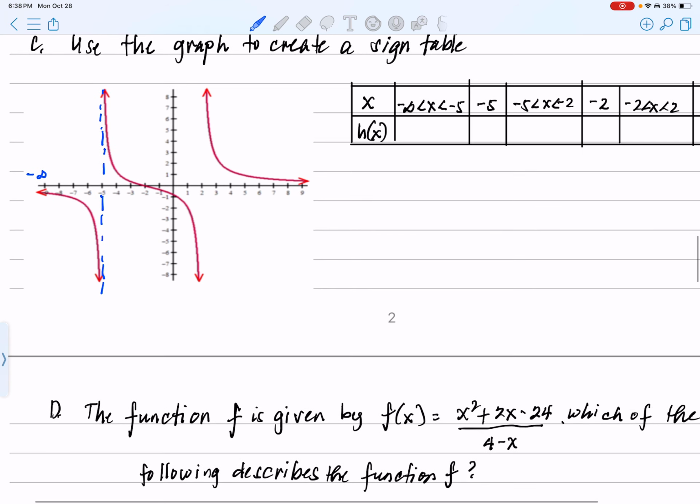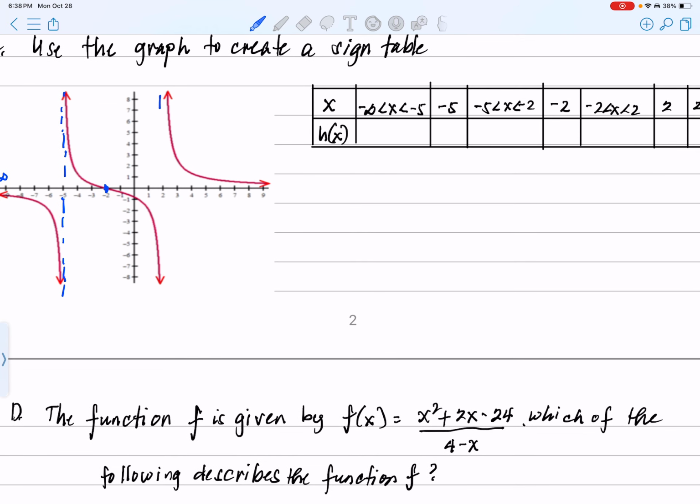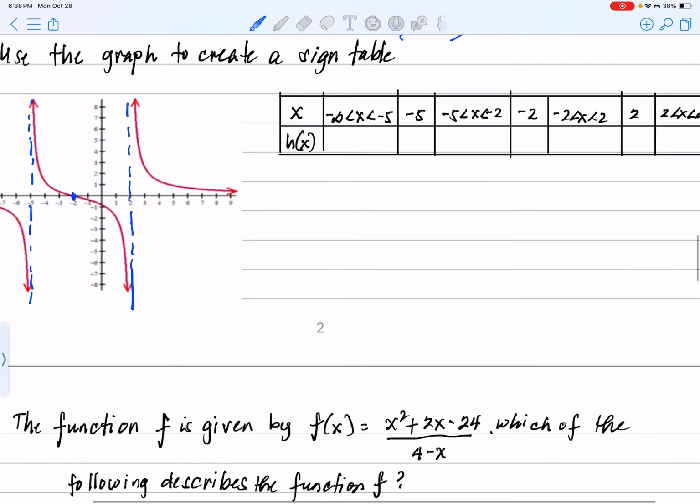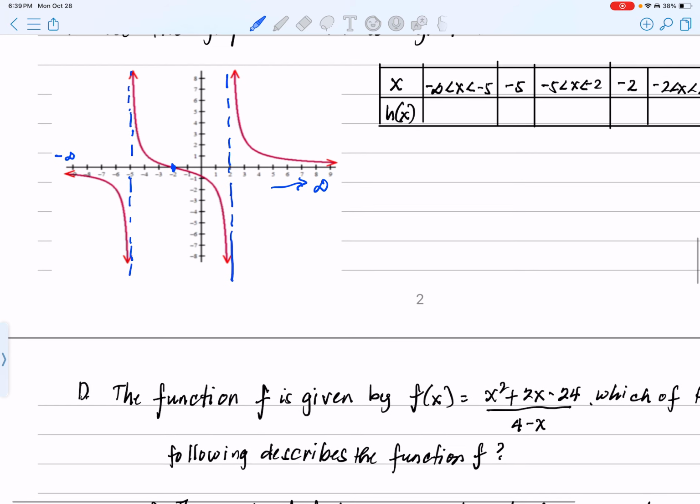Then negative 5 to negative 2, where there is a 0. Then negative 2 to 2, where 2 is another vertical asymptote, and then 2 to positive infinity. If we look at the interval of negative infinity to negative 5, both ends go toward the negative side of the graph. That means the sign is negative.